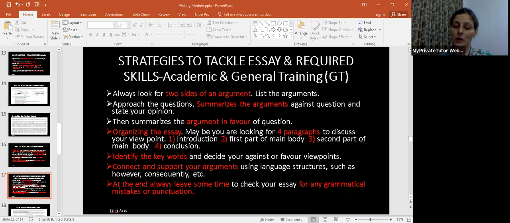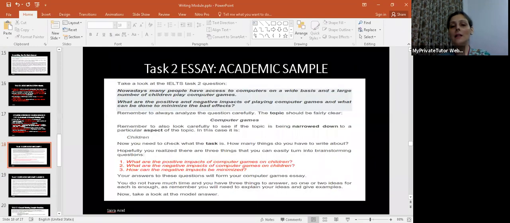Now, how are you going to do that? By, however, consequently, such as, these are the words you can use when you're giving your opinions, suggestions, and examples. By using these words, your argument will go into the flow. At the end, always leave some time to review your writing for highlighting any sort of mistakes, if there are any.